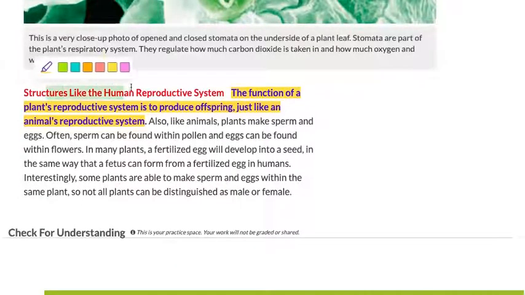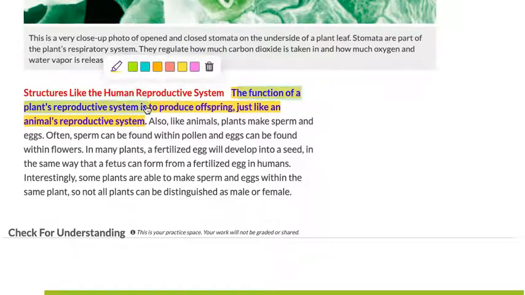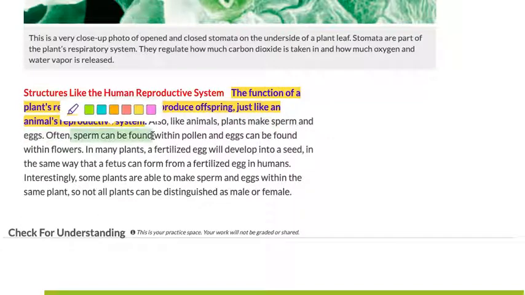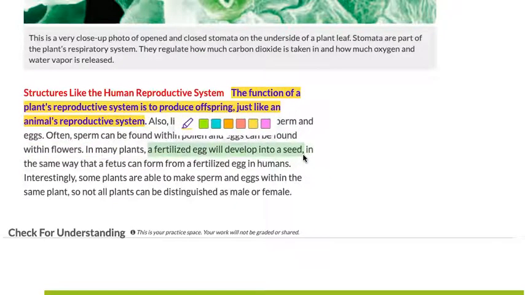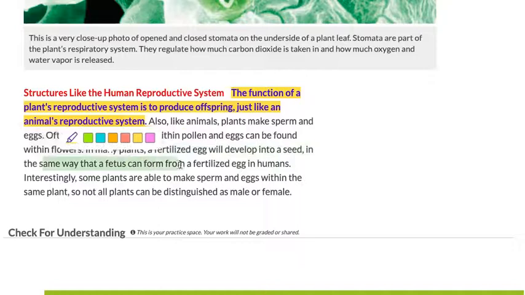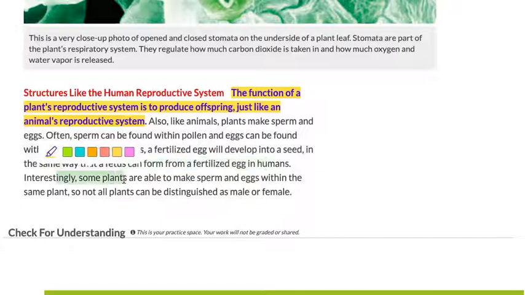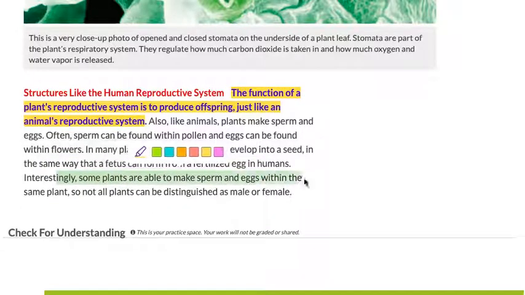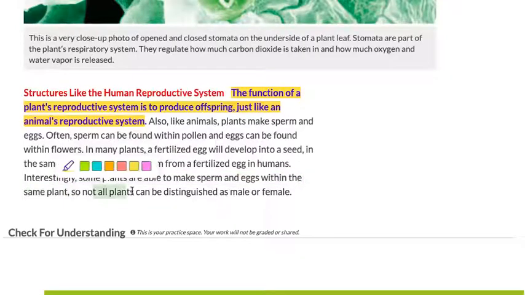And so for structures like the human reproductive system, the function of a plant's reproductive system is to also produce offspring, just like us. And so plants make sperm and eggs as well. Often sperm can be found within pollen and eggs can be found within flowers. In many plants, a fertilized egg will develop into a seed in the same way that a fetus can form from a fertilized egg in humans. And so interestingly, some plants are able to make sperm and eggs within the same plant. So not all plants can be distinguished as male or female.